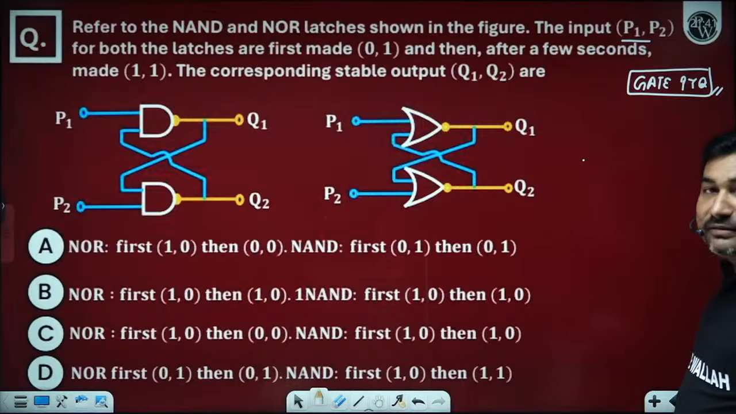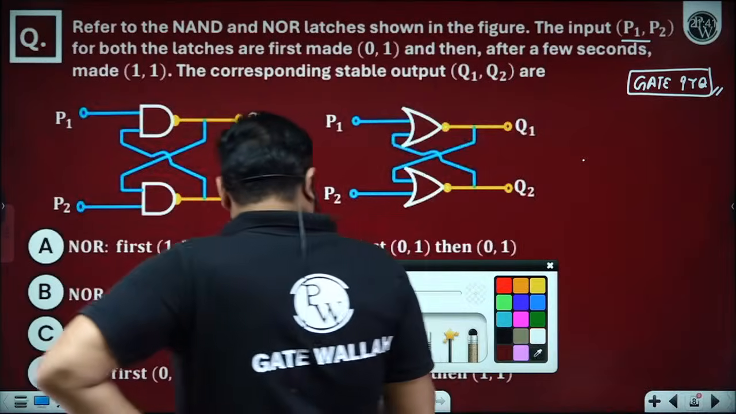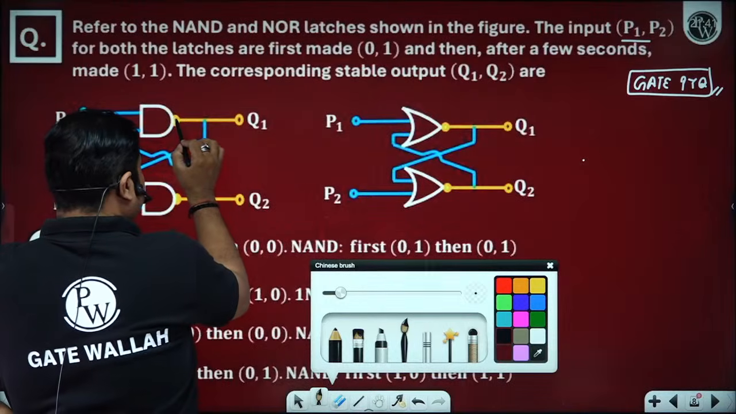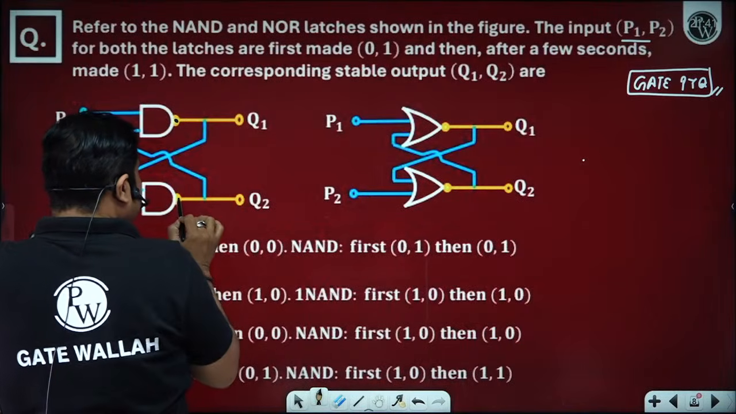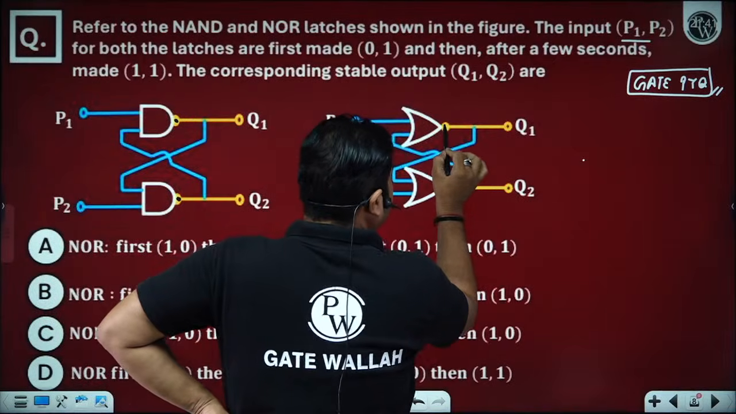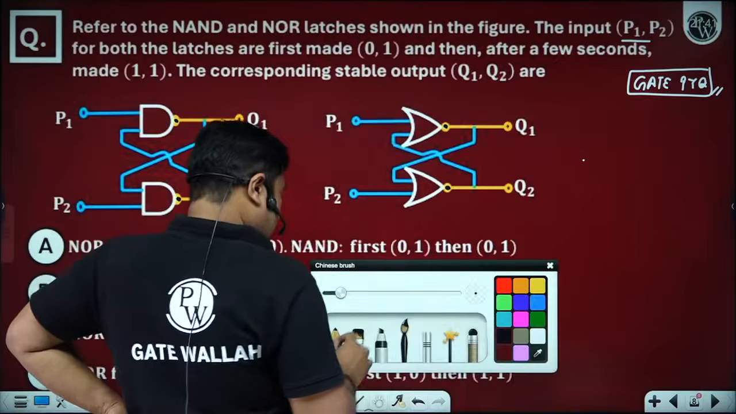So how to solve this now? Please observe. Always follow disable. This is a NAND gate. This is a NOR gate. Now please observe.